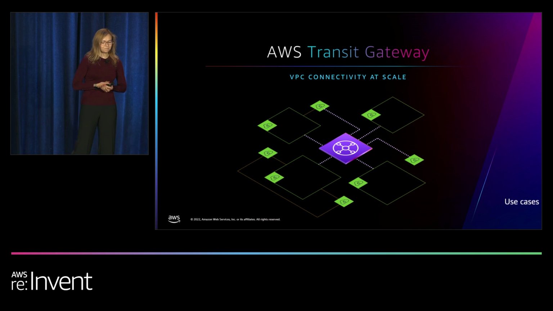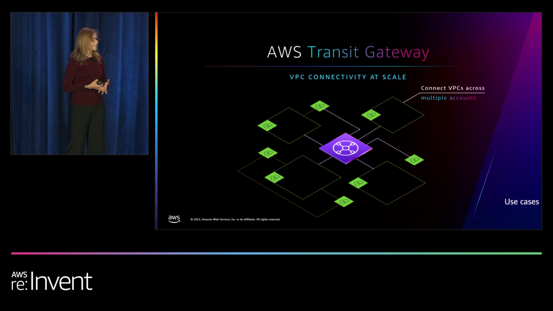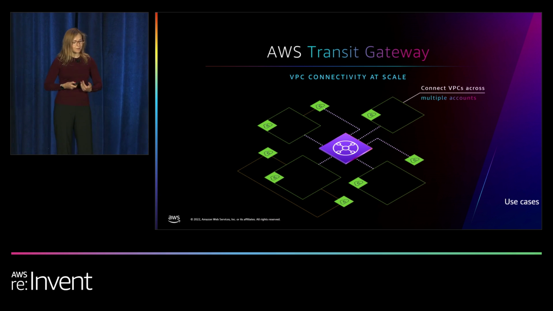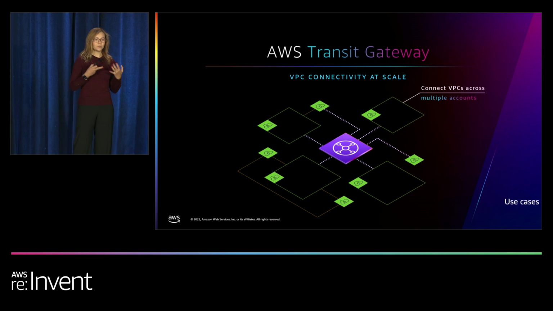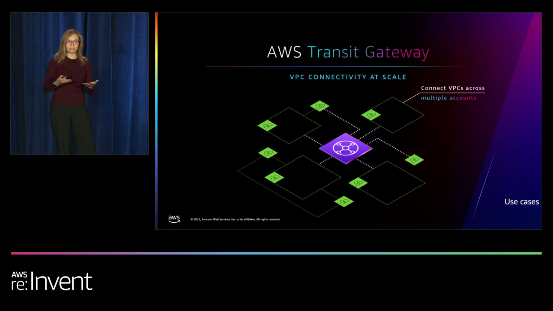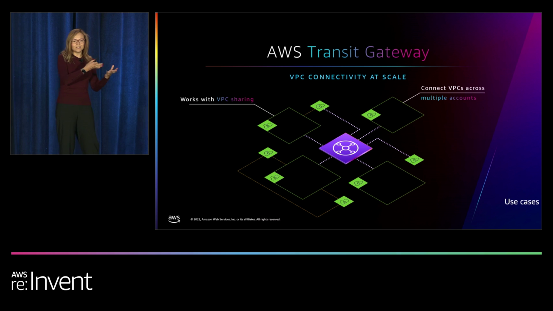Some of the use cases for using Transit Gateway, which again do not cancel the use cases for VPC peering, is connecting VPCs across multiple accounts. So you can share the transit gateway through Resource Access Manager and have multiple accounts in your organization use it. Works with VPC sharing as well. So the VPCs that you connect to the transit gateway can be shared VPCs.